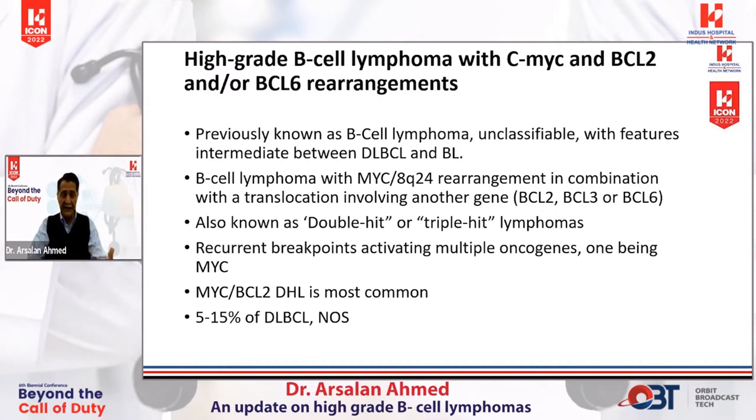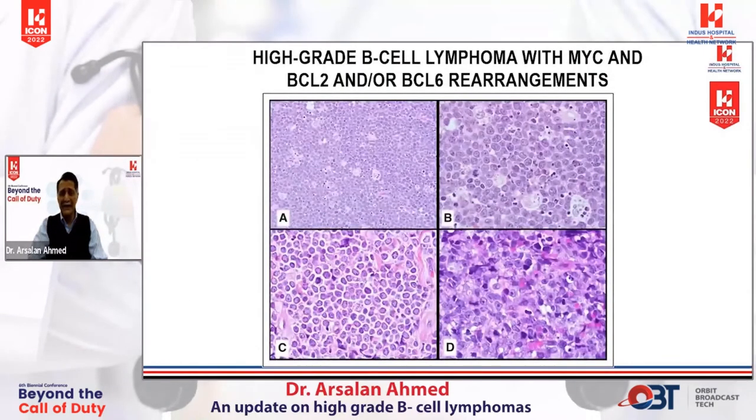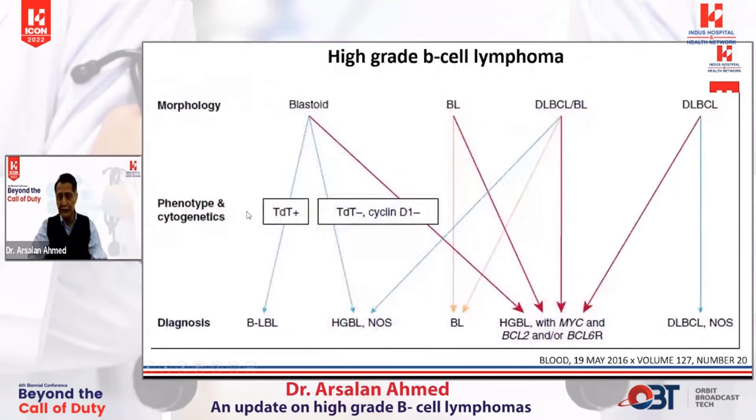And MYC/BCL2 are the most common, and they account for 5 to 15% of all DLBCL NOS. Morphologically, they are very high grade. They can look like Burkitt's lymphoma also. Look at the starry sky appearance. Look at the number of mitoses. Very aggressive looking. We took this from the Blood journal 2016, which came up with the WHO classification, and it is very easy. I won't go into details.